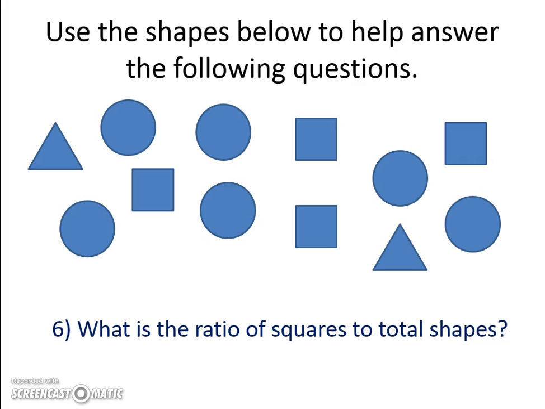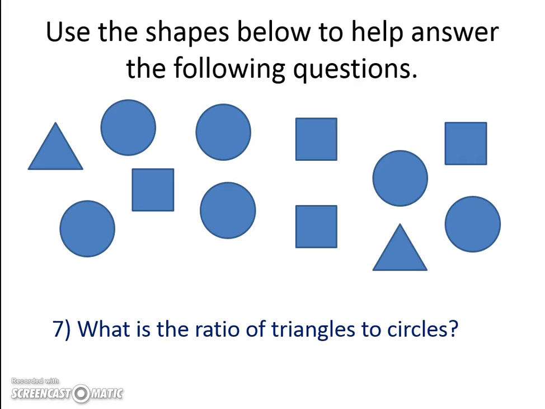Try this one. Write the ratio of squares to total shapes in simplest form. Okay, let's check your work. You have 4 squares, and we already know there are a total of 12 shapes in this image. So your ratio is 4 to 12, or when you simplify it, 1 to 3.